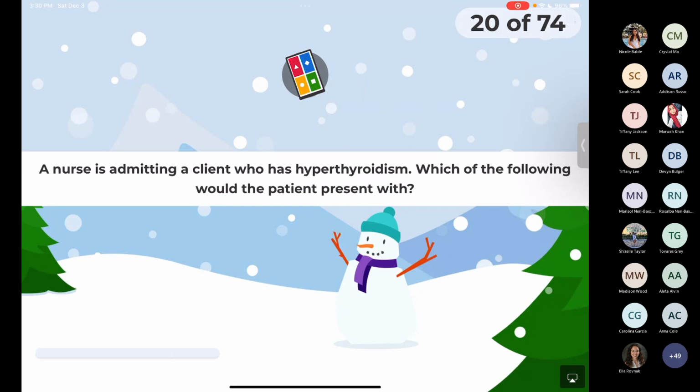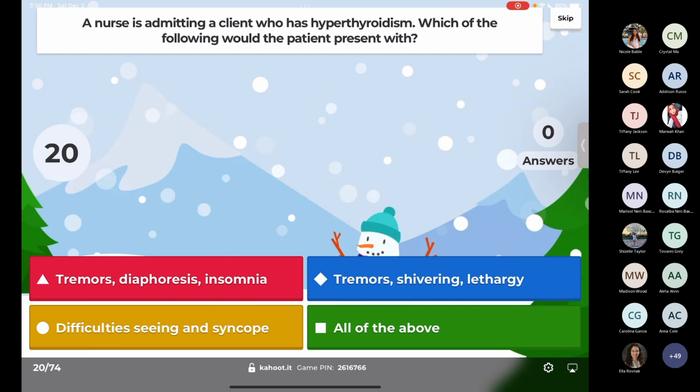A nurse is admitting a client who has hyperthyroidism. Which of the following would the patient present with?